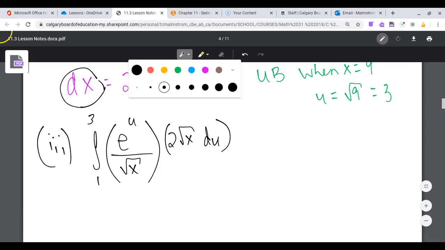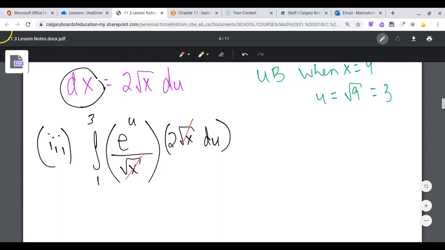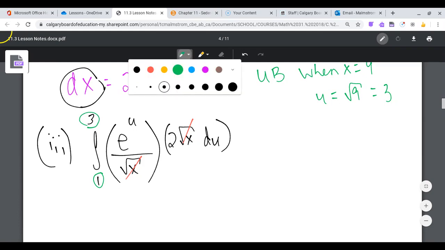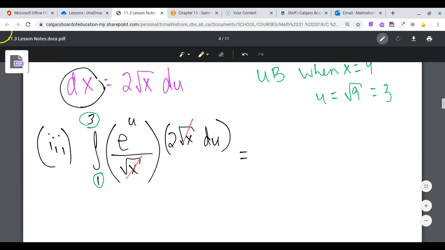And then in this process, that square root of x is going to cancel, and what I'm left with is everything in terms of u, including my new boundaries. Okay, so it's really important that my boundaries match up with which variable I'm working with. So what am I left to do? I can take my 2 out, and I'm asked to integrate from 1 to 3 e to the power of u du. Now the great thing about e is its derivative is e to the u, so its antiderivative is e to the u.